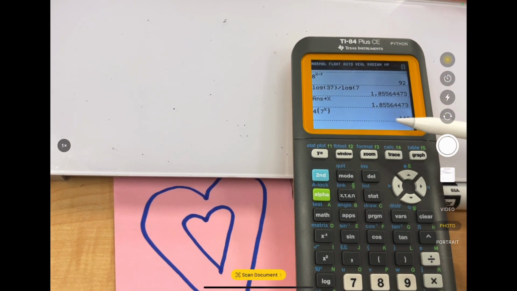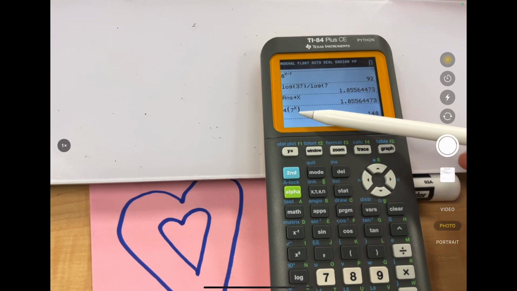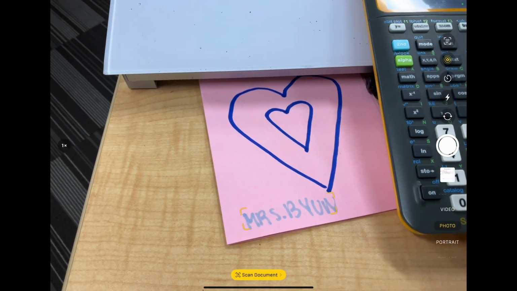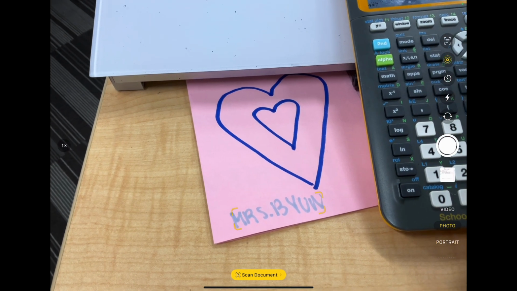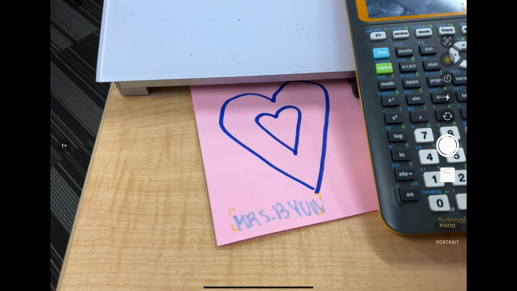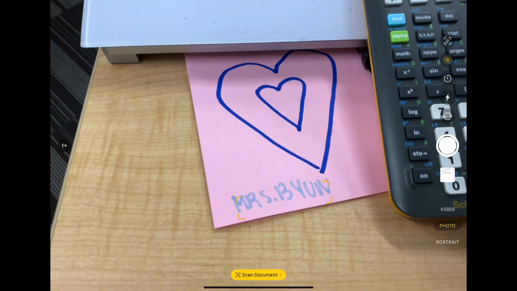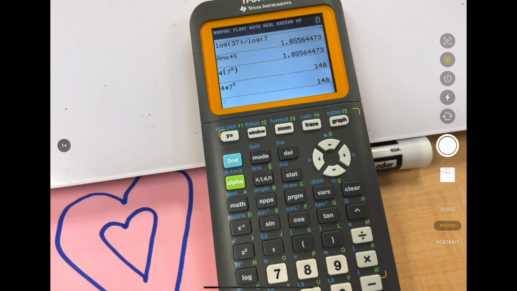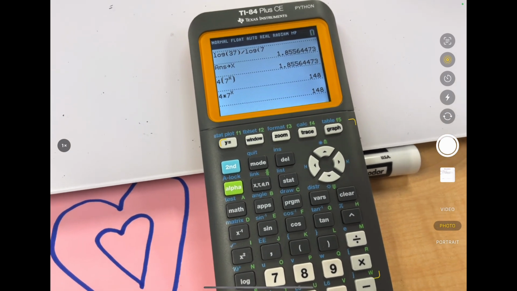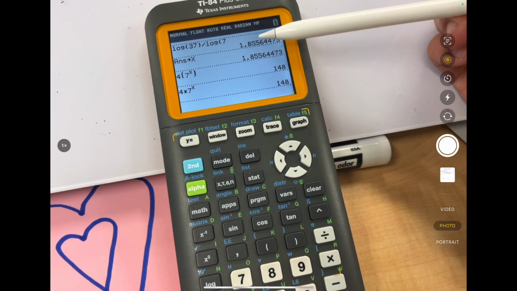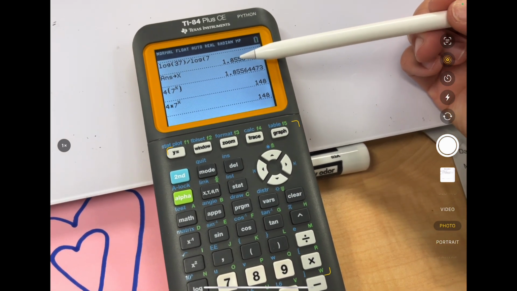But that should be wrong because you shouldn't be multiplying 4 times 7 first, because you wrote it as 4 times 7 to the power of x, right? It should still work because the order of operations should match. Mine's 148.0000. So I'm wondering if you made a mistake somewhere, like log of 37 divided by log of 7.